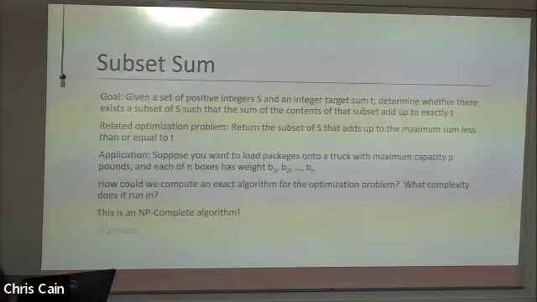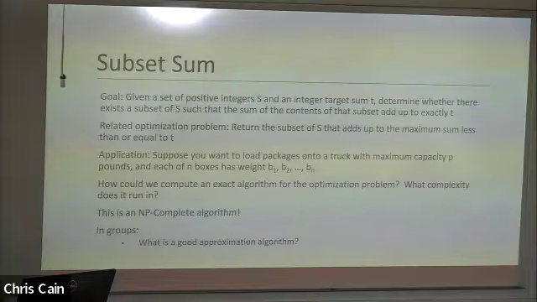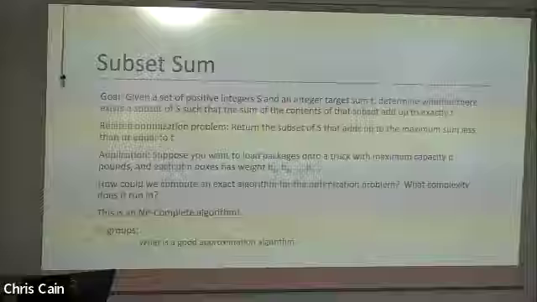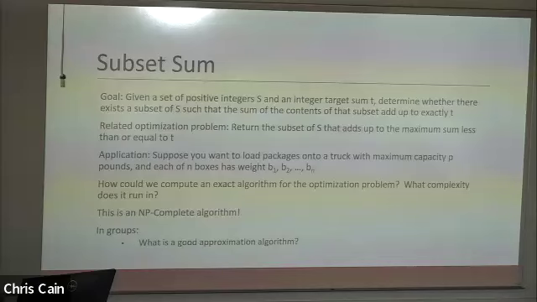So again, just like we've done the last couple of times, let's break into some groups and try to come up with a good approximation algorithm. Given that we can't figure out whether we can get exactly t, can we come up with an interesting algorithm that gets us as close as we can get to t, but ensuring that the algorithm runs in polynomial time? Let's talk about it for a bit.